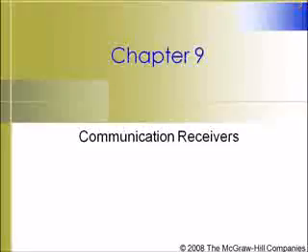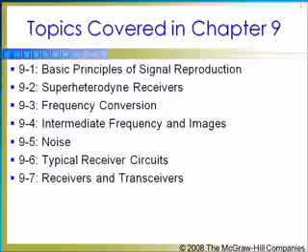The topics covered in Chapter 9 are basic principles of signal reproduction, superheterodyne receivers, frequency conversion, intermediate frequency and images, noise, typical receiver circuits, receivers and transceivers.